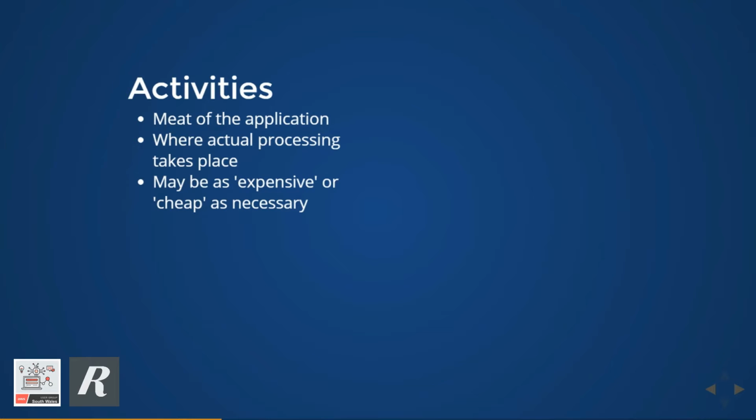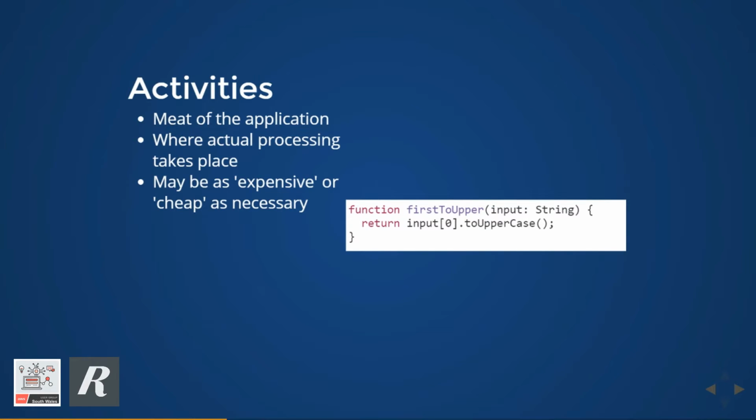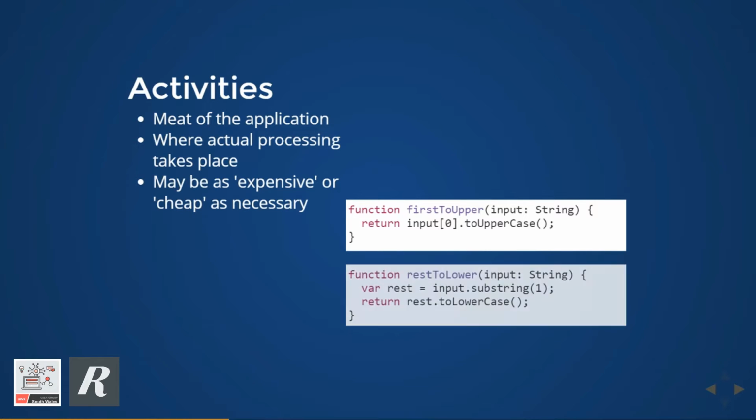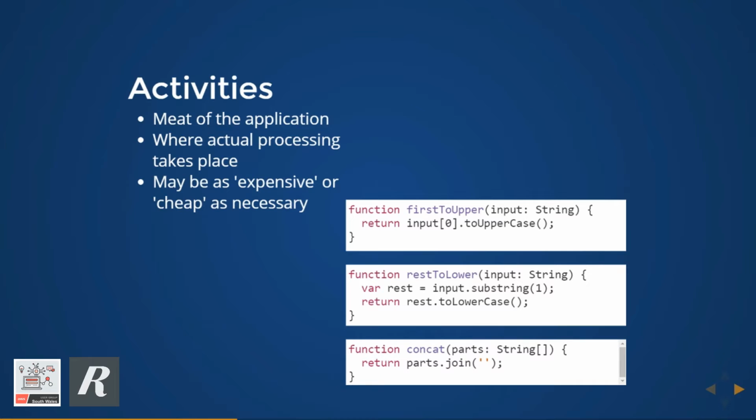So I've got this sort of TypeScript-ish looking pseudocode to give you an idea of what each of these little activities are going to look like. You can see our first toUpper function: our activity is just going to take that input string, take the first character, convert it to uppercase and return it. Rest to lower does something similar. It just gets the rest of the string and converts that to lowercase. And then our concatenate function just takes each of those parts that the two other activities returned, and just joins them together.